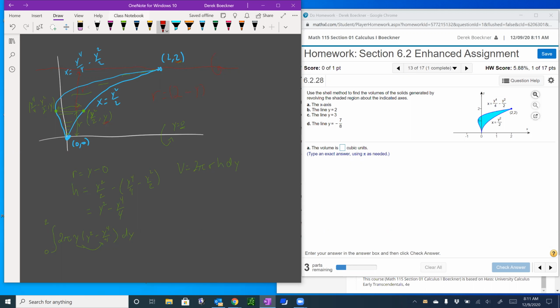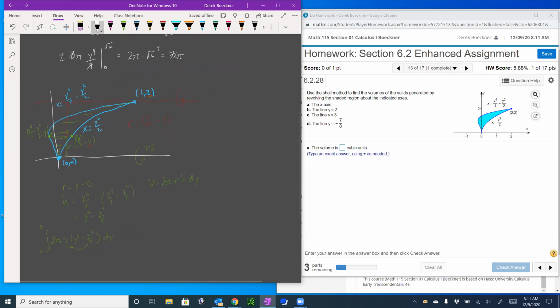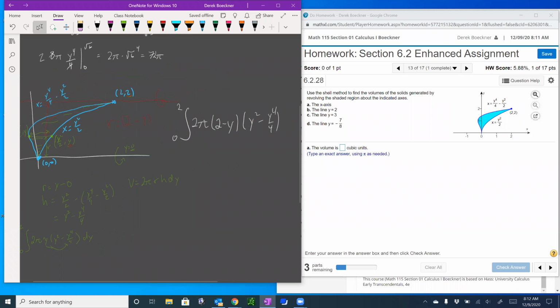So the integral for this one is still going to integrate from 0 to 2 because that's where my strips are. It's going to be 2 pi times r, which in this case is 2 minus y. And then the height of the strips is still the same, y squared minus y to the 4th over 4 dy. Good with that?